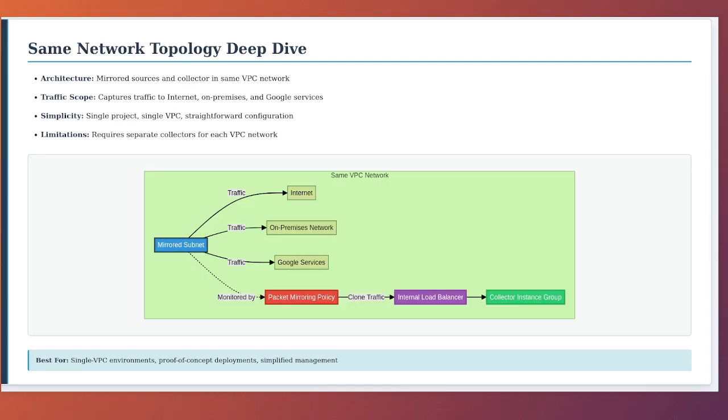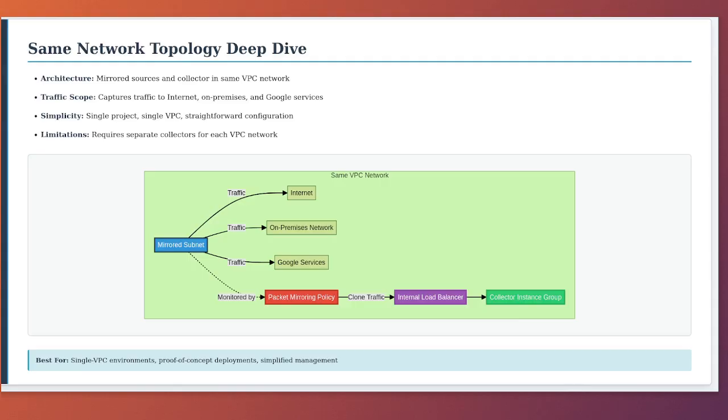Moving across the top, we see various traffic destinations that your mirrored virtual machines communicate with. The Internet represents external traffic, such as users accessing your web applications or your applications calling external APIs. The on-premises network represents connectivity through Cloud VPN or Cloud Interconnect to your corporate data center. Google Services represents traffic to Google Cloud APIs and services. All of this traffic, both ingress and egress, is subject to mirroring.